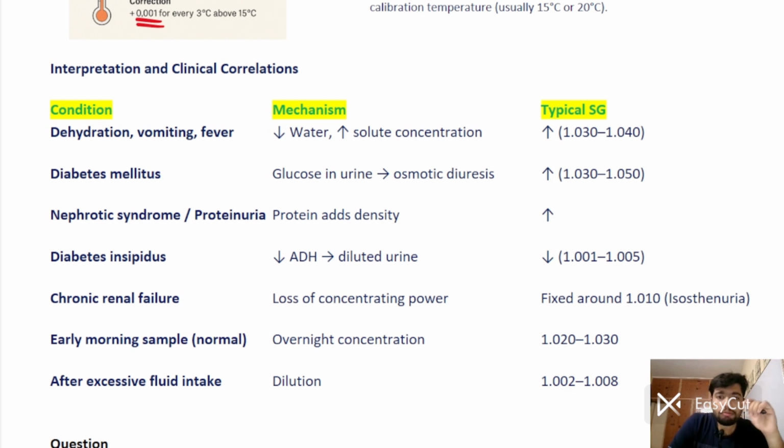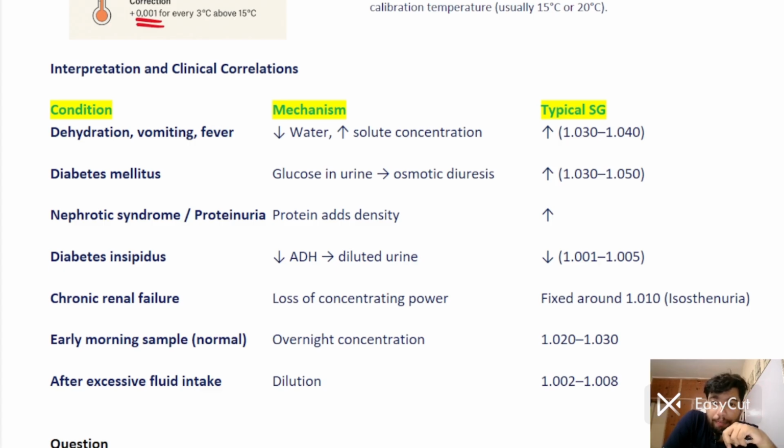Right? What happens in diabetes insipidus? In diabetes insipidus there will be low ADH levels. Whenever the ADH level is low, your antidiuretic hormone is not working at all, so there will be passage of diluted urine, which ultimately reduces the relative solute concentration, so your specific gravity is reduced. In chronic renal failure, there is a loss of concentrating power, so we have a fixed specific gravity of urine, that is isosthenuria.